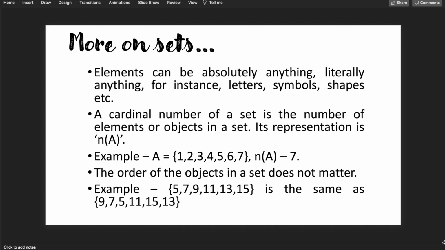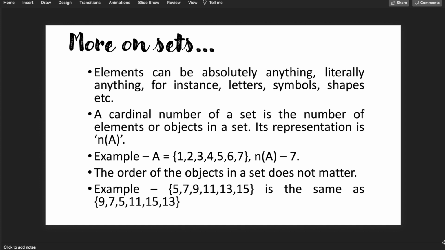An example of using a cardinal number is A equals 1, 2, 3, 4, 5, 6, 7. The cardinal number is 7. As you can see and count, there are 7 elements or objects present in that particular set. And one important thing you should know is the order of the objects in a set does not matter. And also remember, it's only for sets. Don't confuse this with other concepts of math.